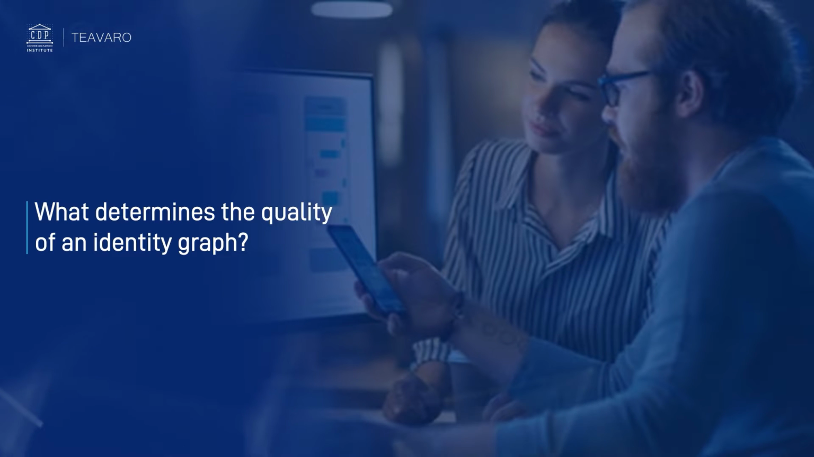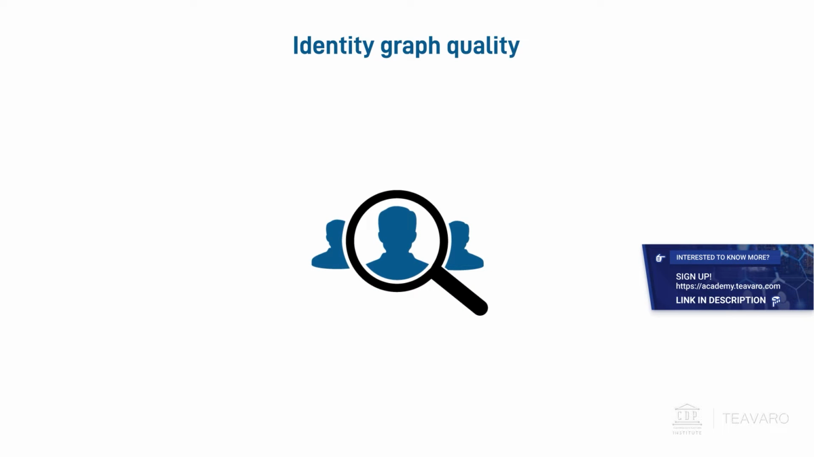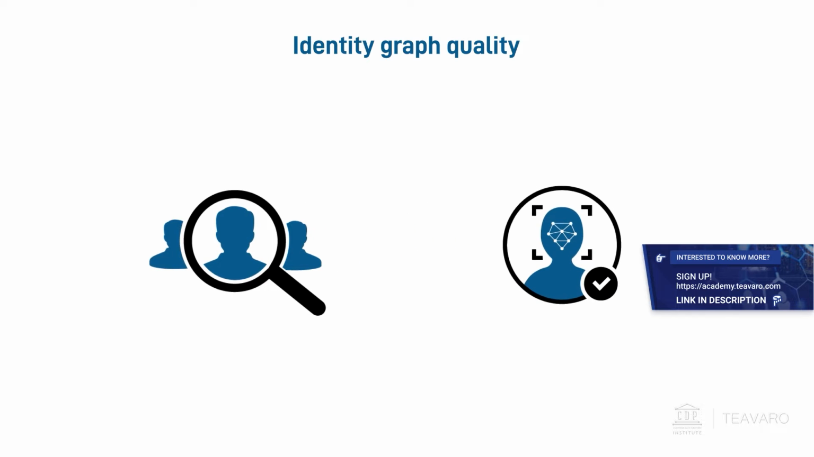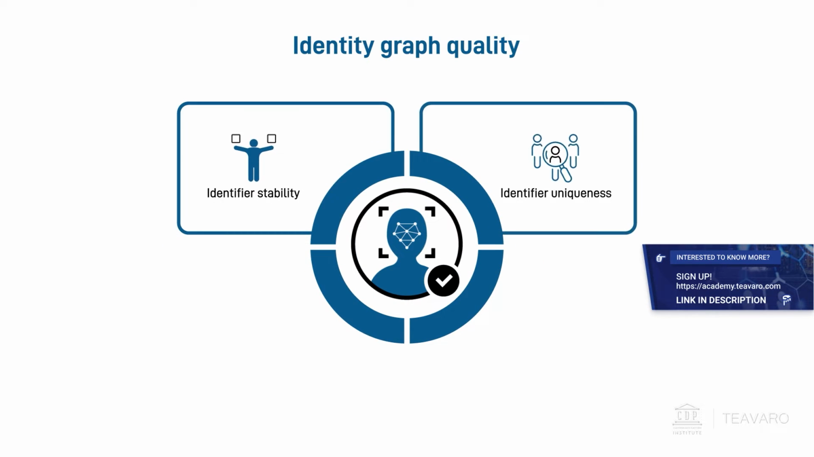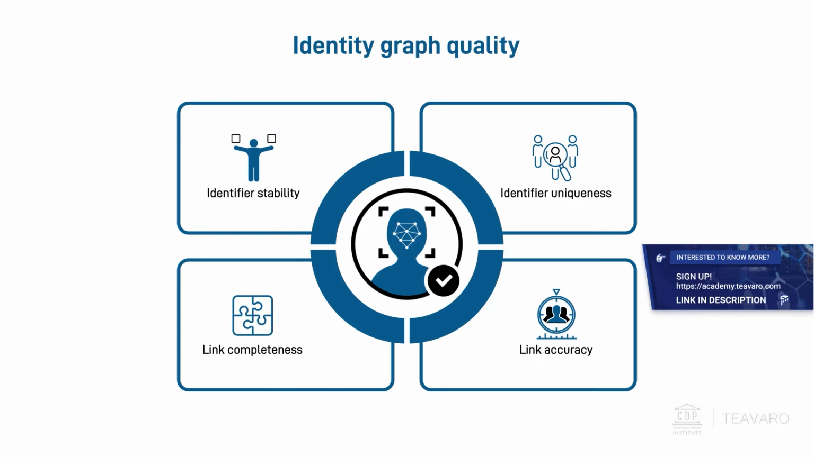This video answers the question, what determines the quality of an identity graph? The quality of an identity graph determines whether a person can be identified and if that identification is correct. The quality typically depends on the stability and uniqueness of identifiers and the accuracy and completeness of links. Even if deterministic matching is used, many quality challenges exist.